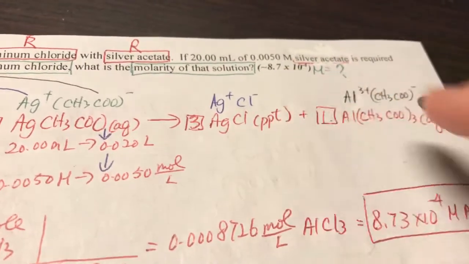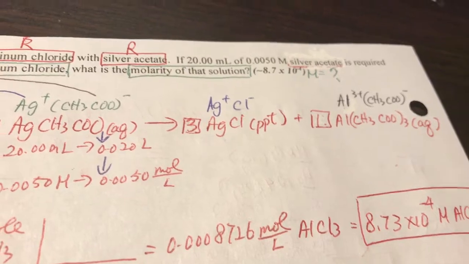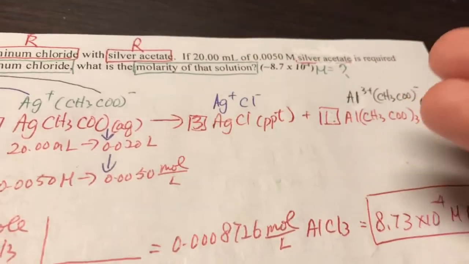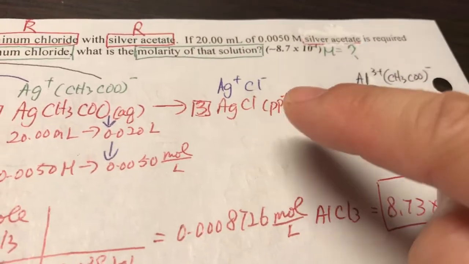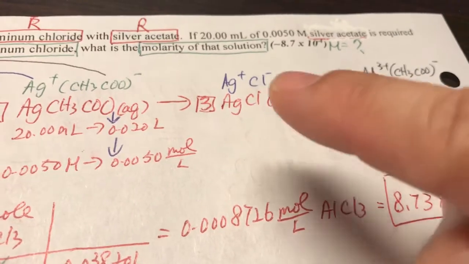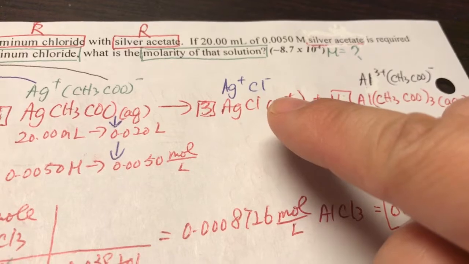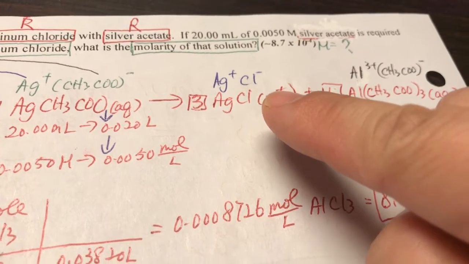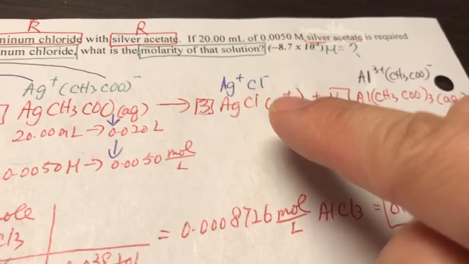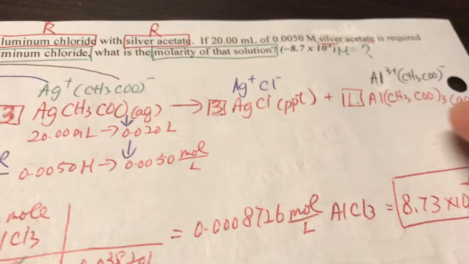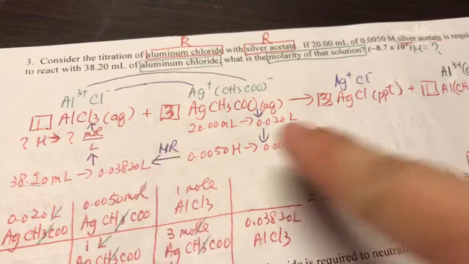How do you know which one is PBT, which is AQ? In this case, we are not doing limiting reactant, so we cannot tell. The only way you can tell is to look up the solubility chart. The solubility chart tells you that all the chlorides are soluble except silver. So silver chloride is PBT, then this one must be AQ. And then after this, we balance the equation.